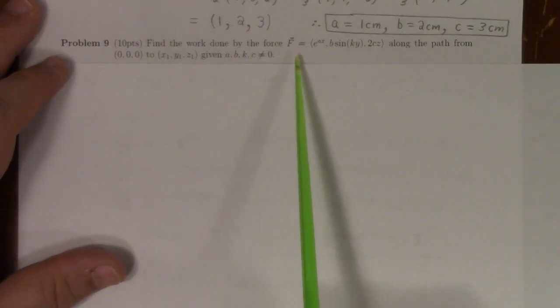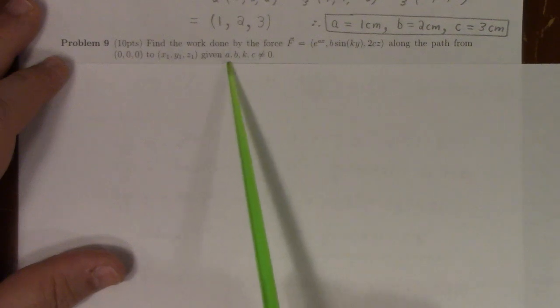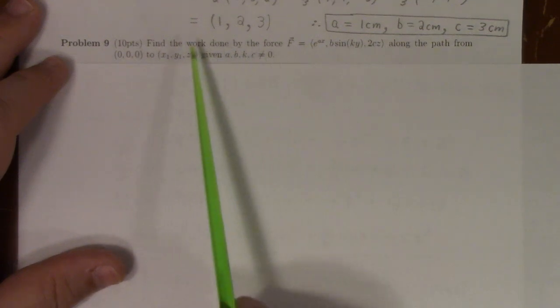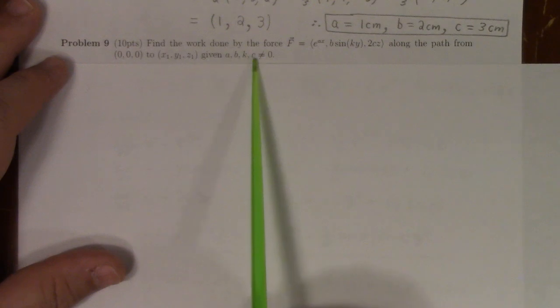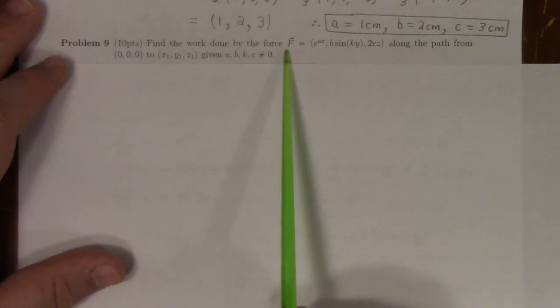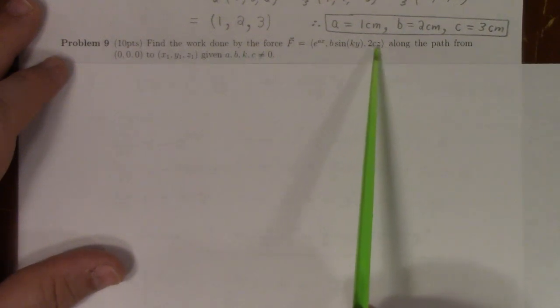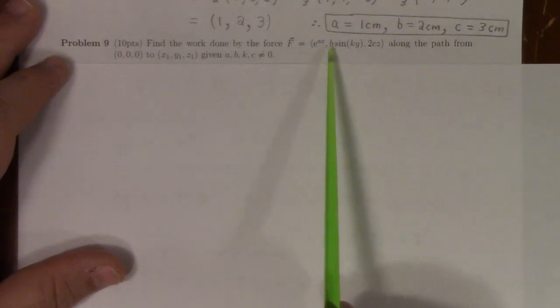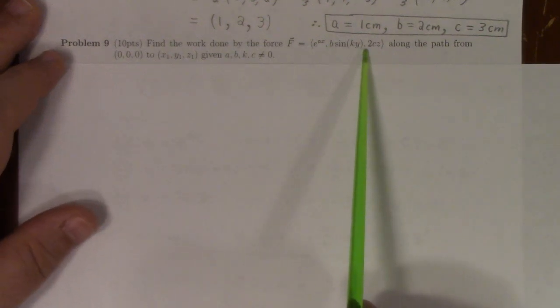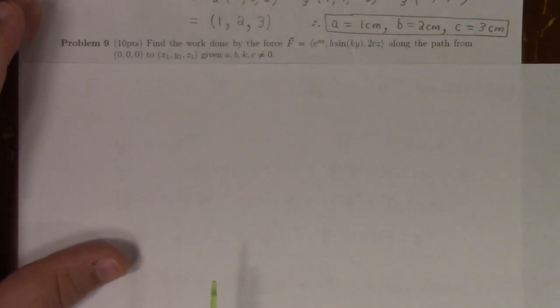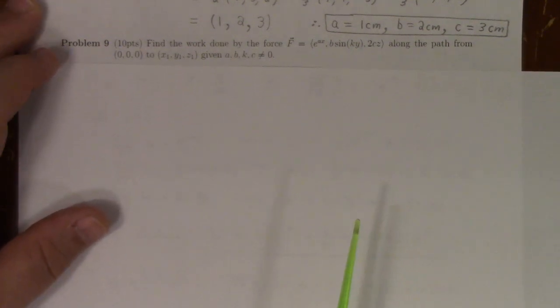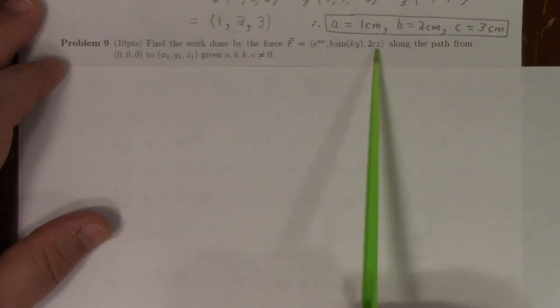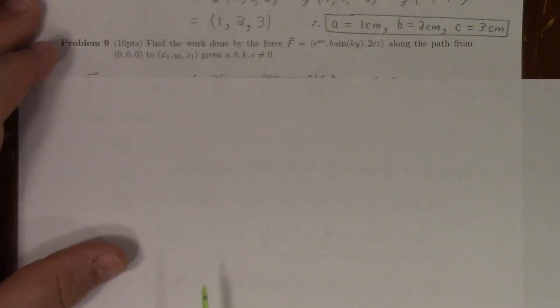Now, I warned you guys, if you're ever asked to find the work from one point to another and they don't tell you the path, that's a dead giveaway. It has to be a conservative force, right? Because you can't calculate the work done along a path you're not given, unless the work done along any path is the same. And it's much easier to use the potential energy theorem as opposed to actually doing the work integral along any path you might think of.